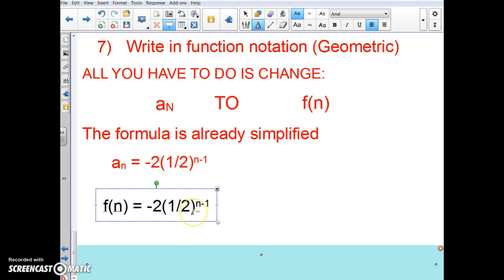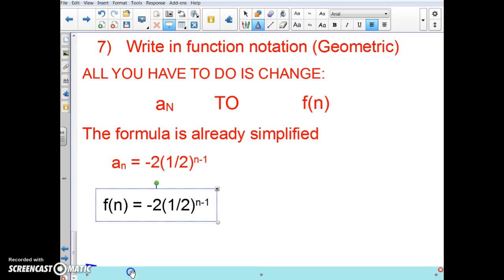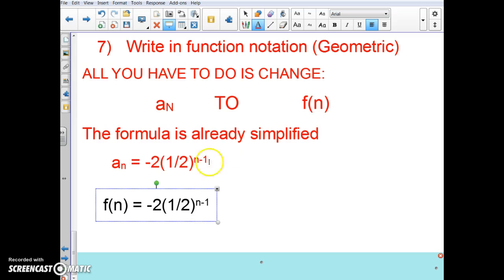All right, and so that's all it is for that. Just literally changing an to f of n. So hopefully with this video exclusive, now that you've seen that, you'll remember that. So with geometric, since there's nothing to simplify here, and we haven't learned about our rules of exponents, but we'll learn that this is indeed simplified as far as we can make it already. The reason I can't multiply this -2 by this 1/2 is because by order of operations, I'd have to take care of these exponents first.